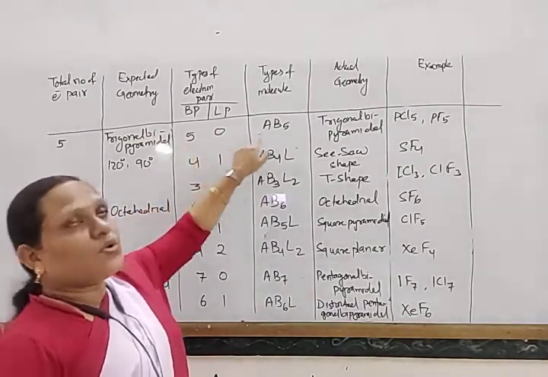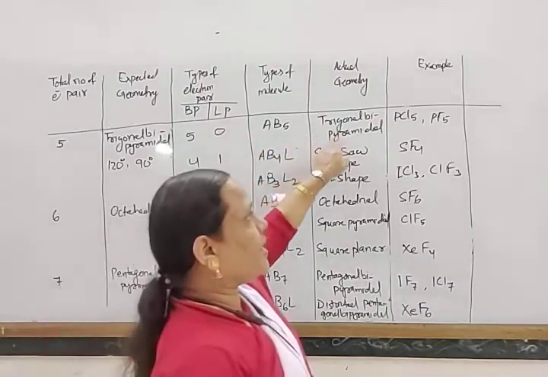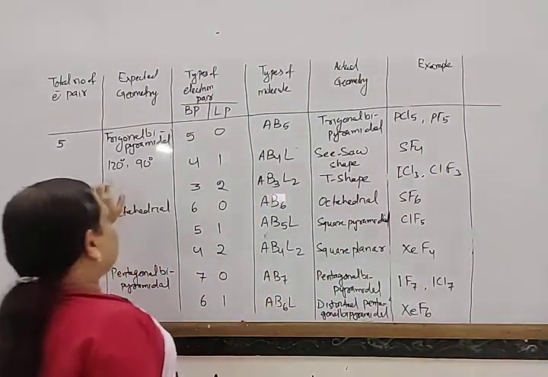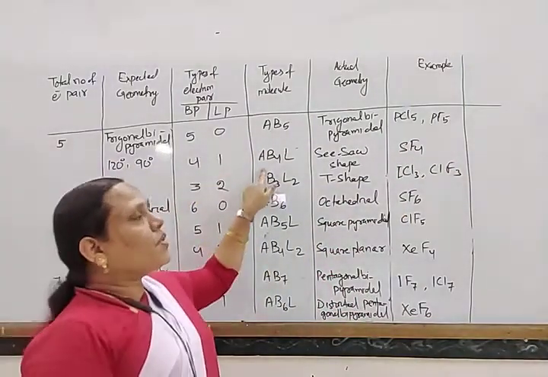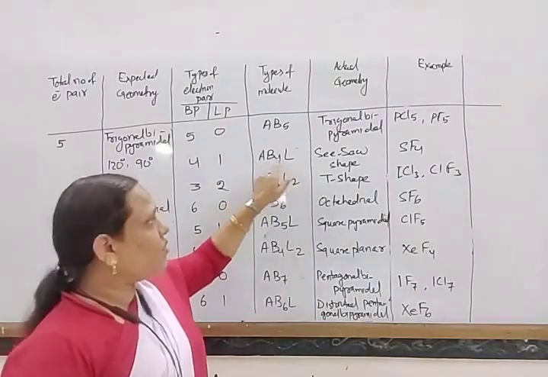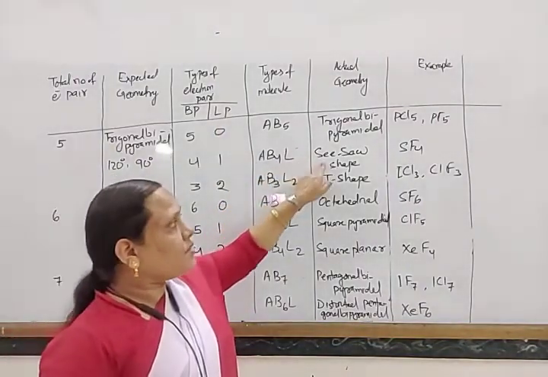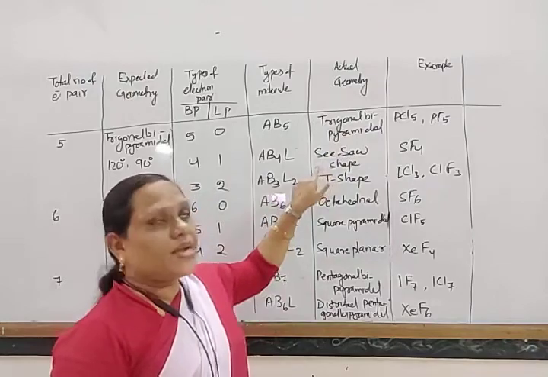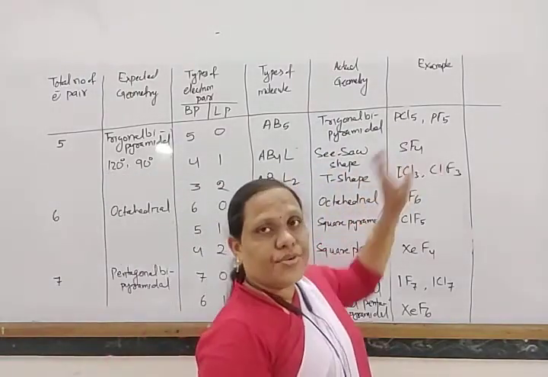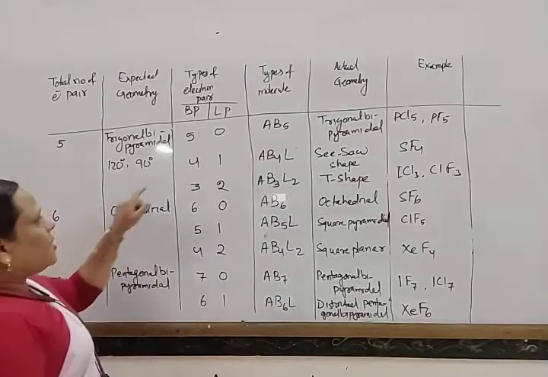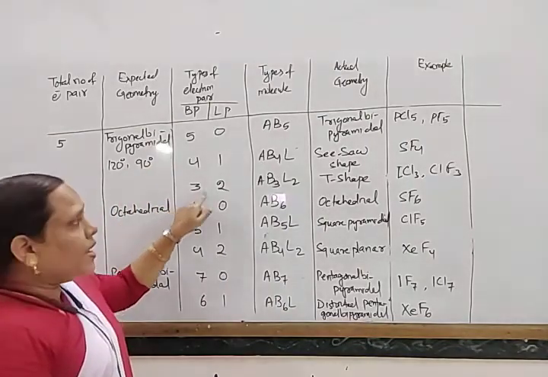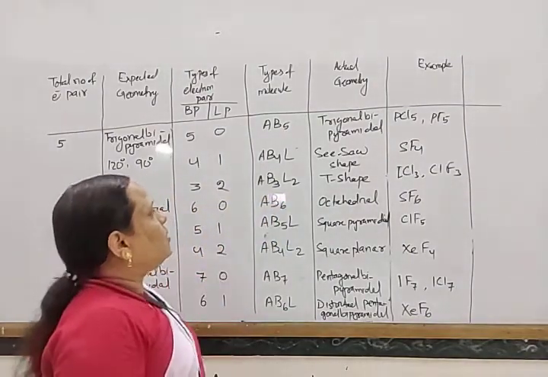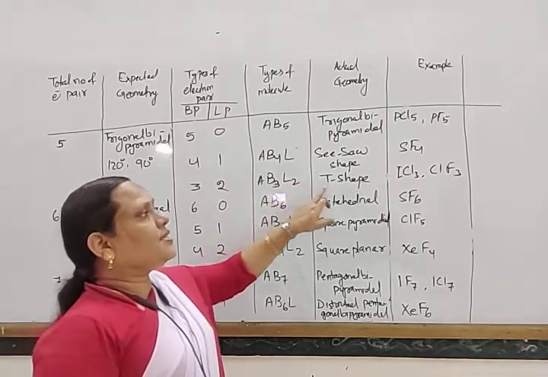So 5 bond pairs, 0 lone pairs, AB5 type. Its shape is trigonal bipyramidal. Examples are PCl5 and PF5. Similarly, for 4-1, the molecule type is AB4L, 4 bond pairs and 1 lone pair. This structure becomes seesaw shape, or we can say distorted trigonal bipyramidal shape. An example is SF4. Similarly, another is 3 bond pairs and 2 lone pairs, so its type is AB3L2. This is T shape.